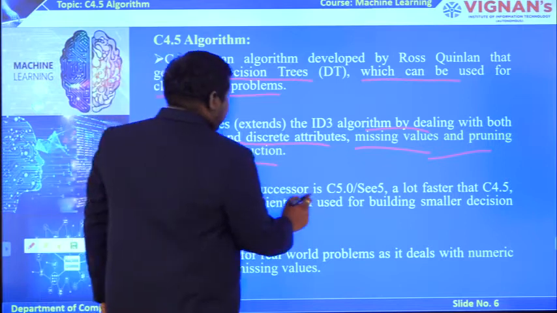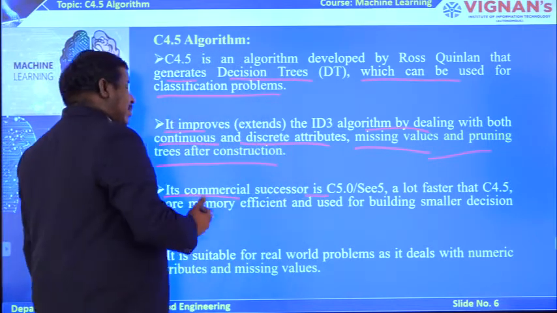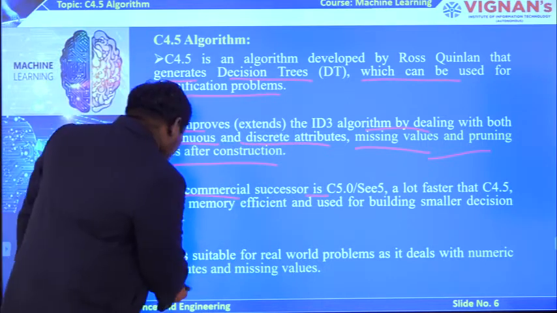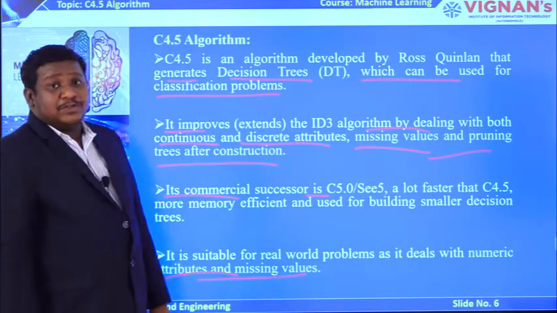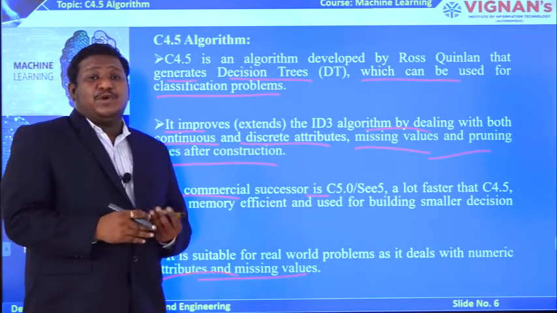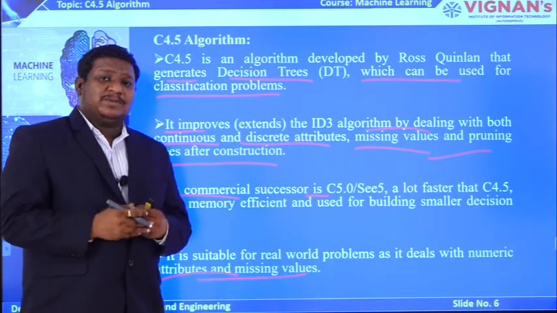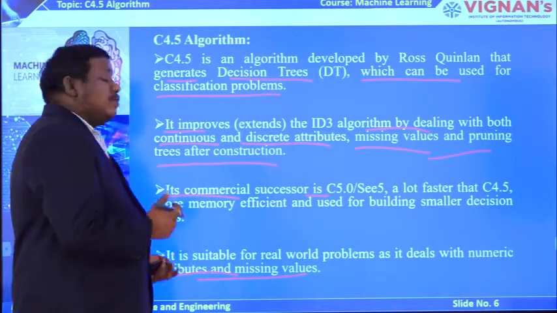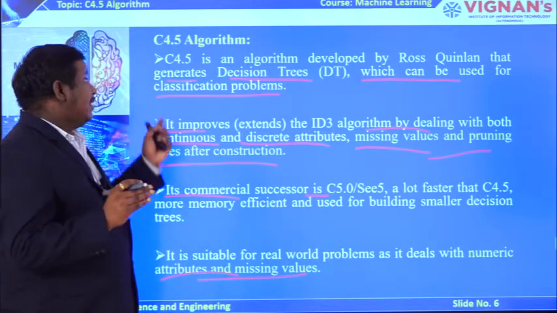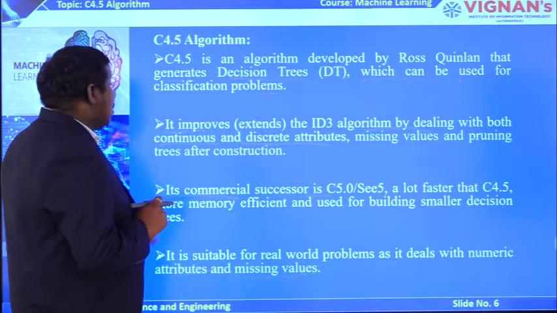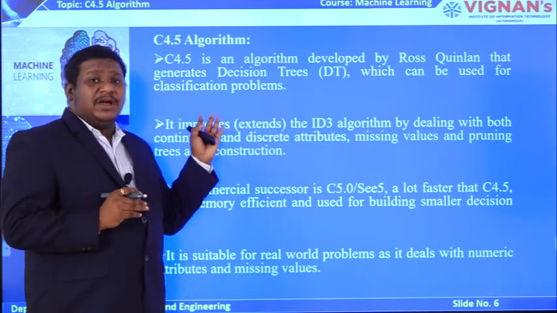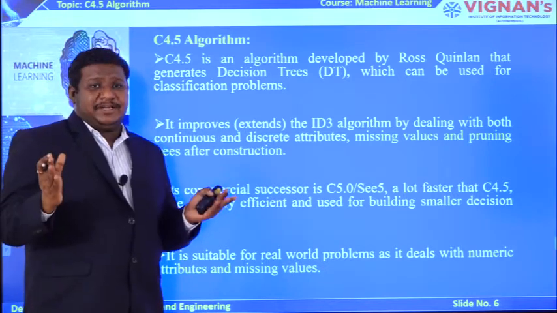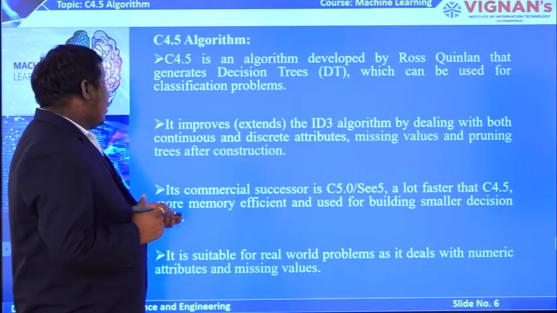Its commercial successor, C5.0, is also available in the market. It is suitable for real world problems as it deals with numeric attributes and missing values. So, basically the C4.5 algorithm is mainly suitable for real time problems, because it is going to deal with both numerical values and also missing values. That is the main thing about this C4.5 algorithm. Basically, this was developed by Ross Quinlan, and it is going to generate the decision trees, and by using these decision trees you can classify the data.